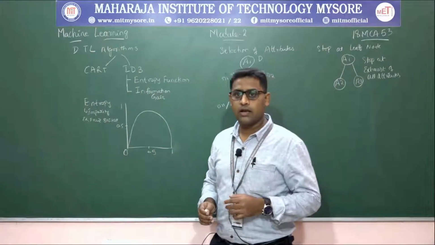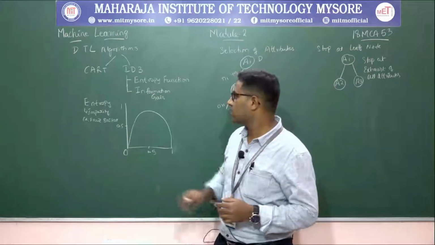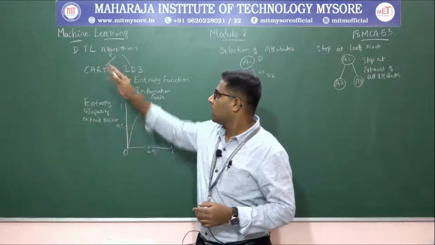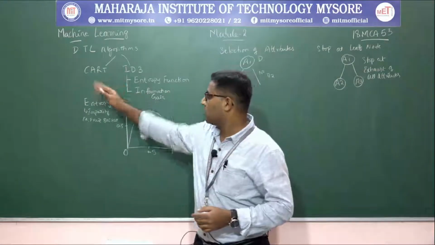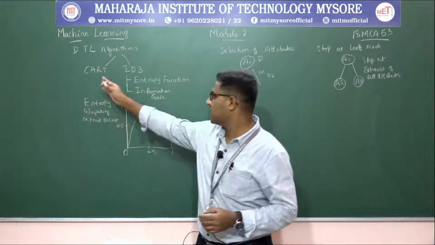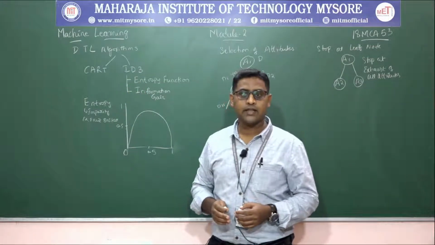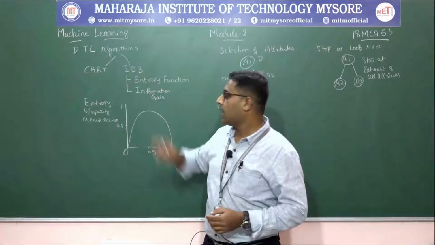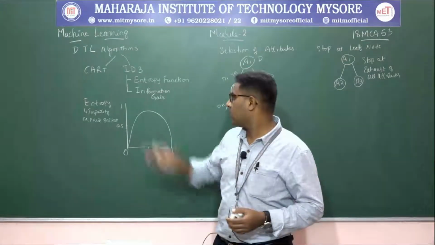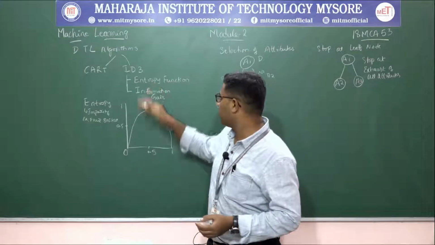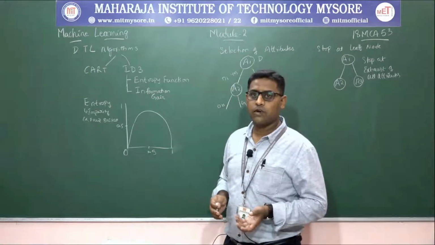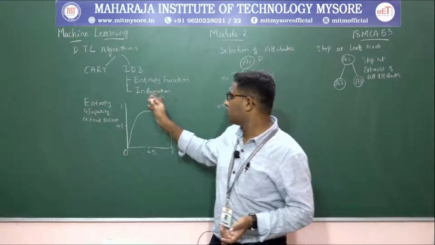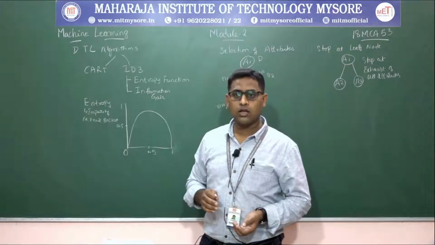So in decision tree learning algorithms, in the last session we discussed the different algorithms which will be used for decision tree learning. There you have two algorithms, one is CART and another one is ID3. CART is classification and regression tree. Then ID3 is iterative dichotomizer tree. For ID3 we need to compute the entropy function and information gain. These are the two important values or inputs which are required for the ID3 algorithm.